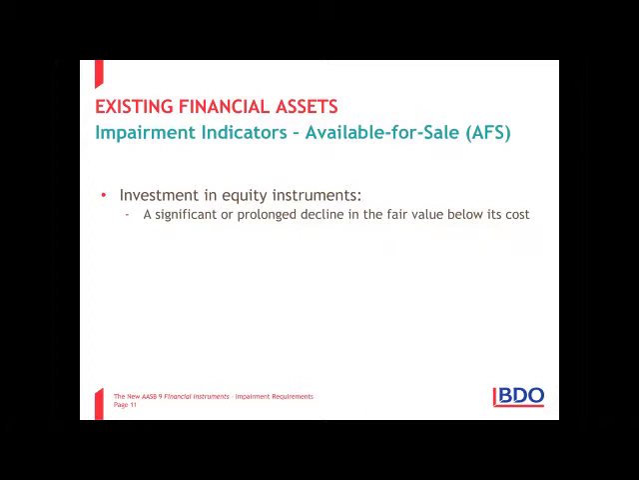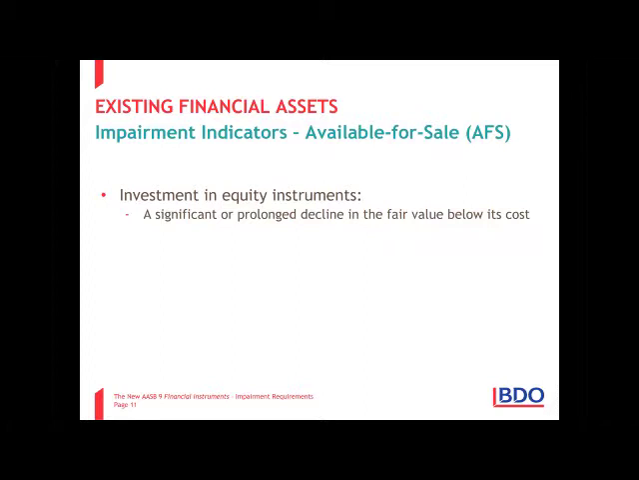you also have to consider whether there's an indicator of impairment, and an indicator of impairment would be if that available for sale revaluation reserve is negative. As soon as it's negative, you do an impairment test. And the impairment test for the investment in equity instruments, the investment in shares, is that it would be impaired if the fair value is significantly or prolonged below cost.